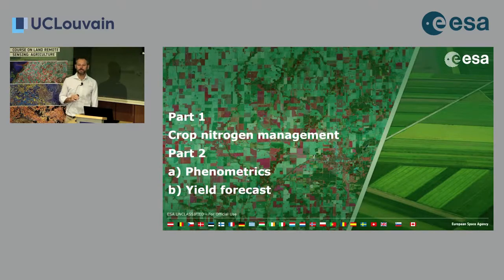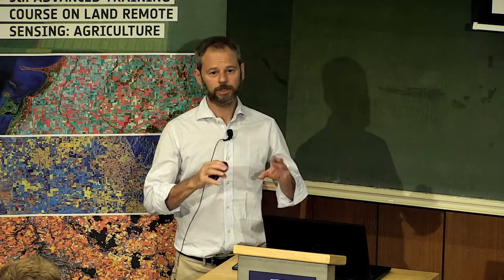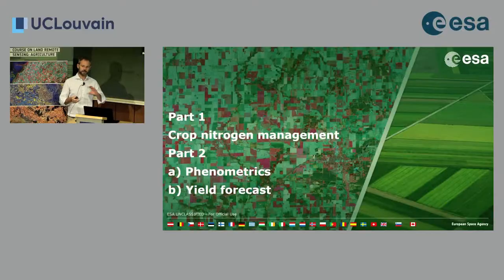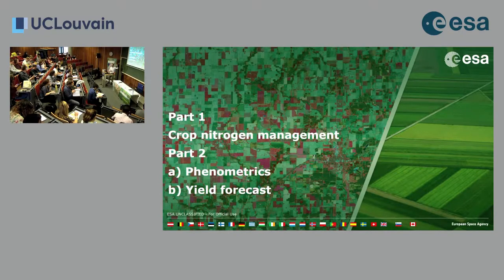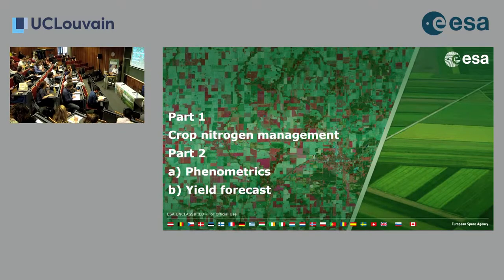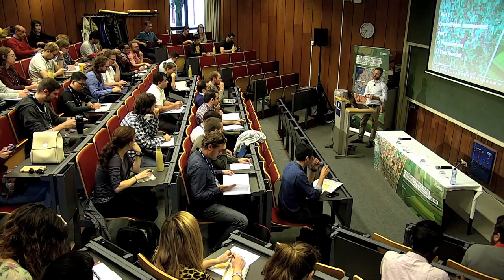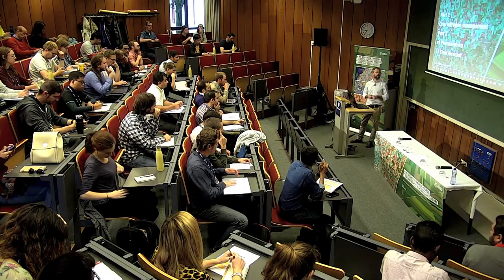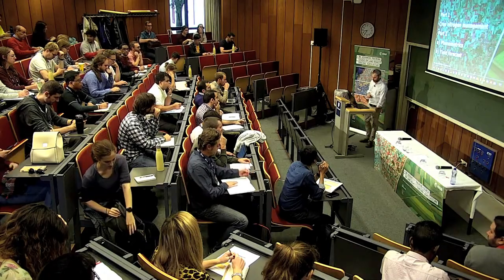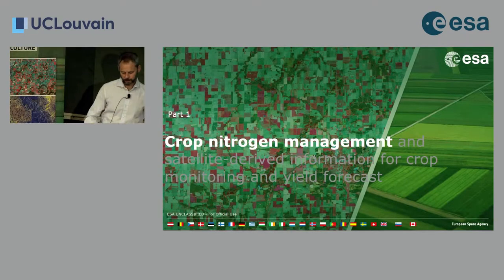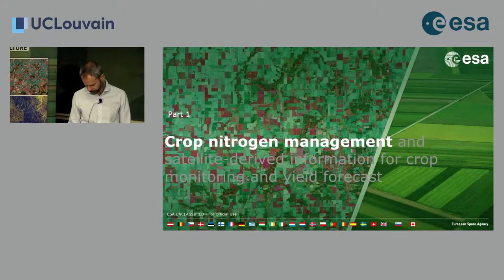So the lesson is 2 hours. 1 hour will be more or less related to crop nitrogen management, and the other one is related to phenometrics and yield forecast. So our three topics are a bit separate, but they will be connected, in particular the other two. Phenometric information, the extraction of phenological information from time series of remote sensing data, is of extreme help for yield forecast. Okay, so the first part is related to the crop nitrogen management.